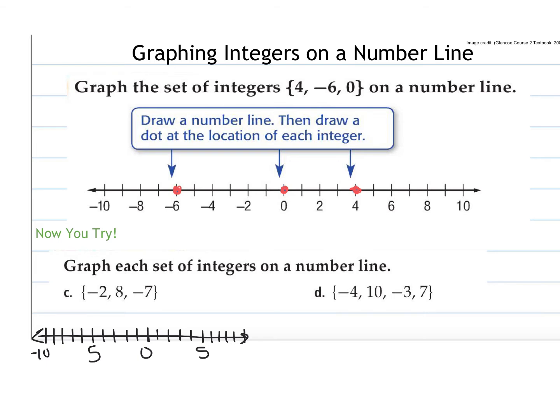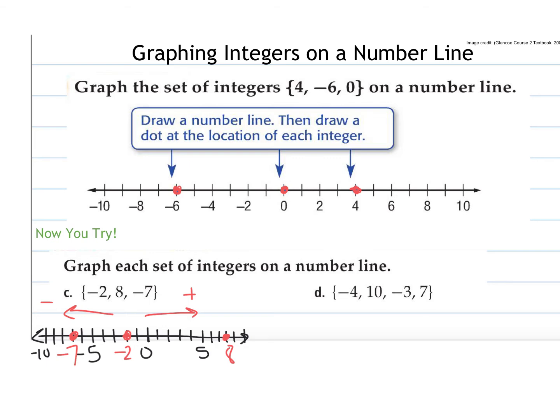-2, that's 2 to the left of 0, 1, 2. 8, we've got 5, 6, 7, 8. So it's really just knowing if we're going to the right or to the left. All positives are going to be going this way, and all negatives are going that way. So -7, I missed the negative sign here. I'm at -5. There we go. So -5, -6, -7. 2 spots past there.